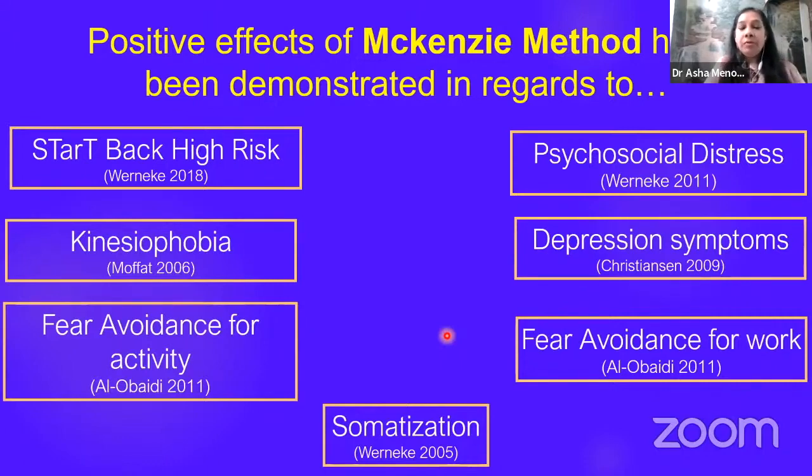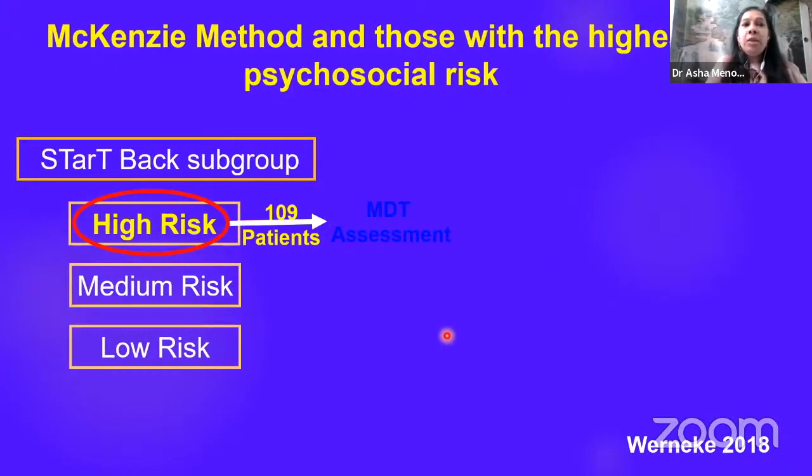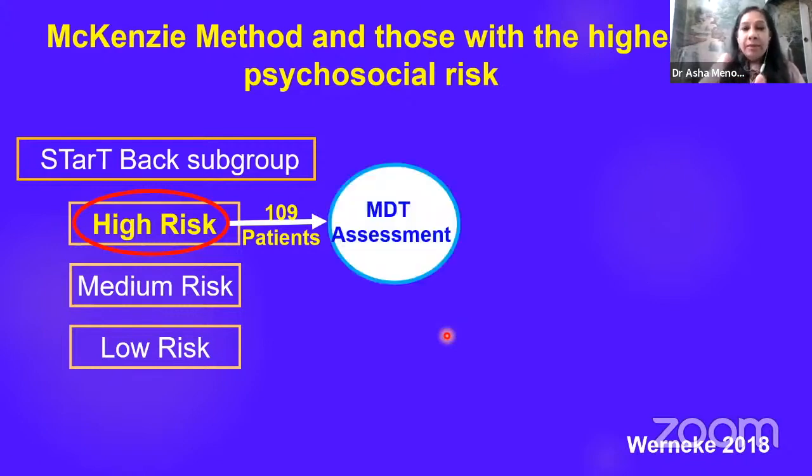But prior to 2005 also, we have seen that leg irritability or a faster return to work, etc., with patients following the MDT method of management. So let's look at Werneke 2018. This is a STarT Back subgroup where 109 patients were seen, and these were high risk patients. That is, all 109 patients were high risk. And we know that outcomes in these patients are not going to be really what we desire. And these patients went through an MDT assessment.